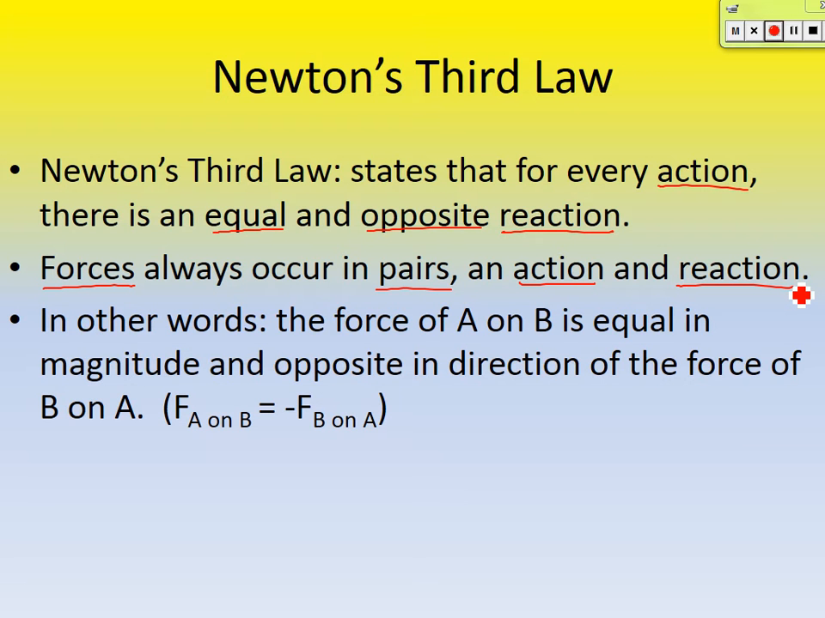Okay, in other words, the force of A on B is equal in magnitude and opposite in direction of the force of B on A. So in physics textbooks, you'll see it written like this: the force that A puts on B is equal to the negative force that B puts on A. Remember, they're equal, but they're opposite. How do we show the opposite direction in physics? With the negative sign. So that's where that negative sign comes from, showing direction.